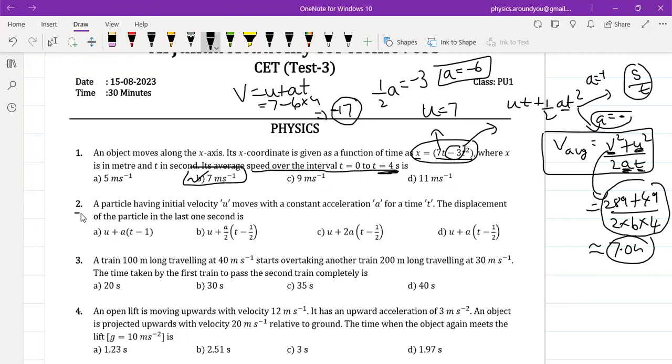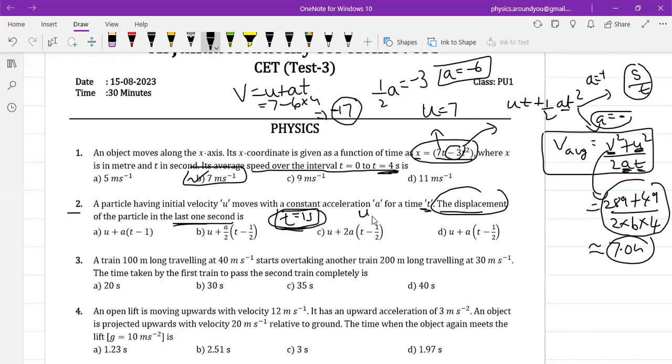Now question number 2. In question number 2, they're asking what is the displacement of the particle in the last 1 second. So here is where I will assume t itself, this value of t itself, as 1 second. So all I need to do is find the displacement at t equal to 1 second. Because the last 1 second would obviously mean this 1 second. If t itself is 1 second, that would mean last 1 second is nothing but the t value. So what is the displacement at t equal to 1 second?